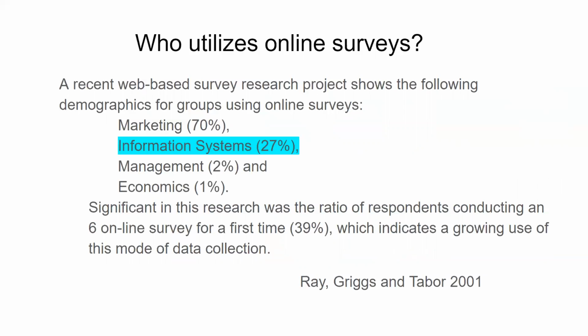A recent web-based study project shows the demographics for groups using online surveys. 70% are for marketing teams, 27% are for information systems. This is the kind of survey that we would be doing to try to gather information to create this kind of app. And the rest is management and economics. This is just showing that more and more people are moving towards using the internet as a way to conduct surveys because it's so much easier and faster than other traditional methods.